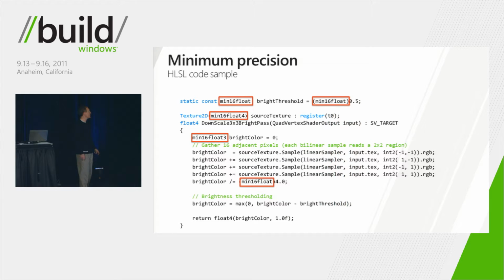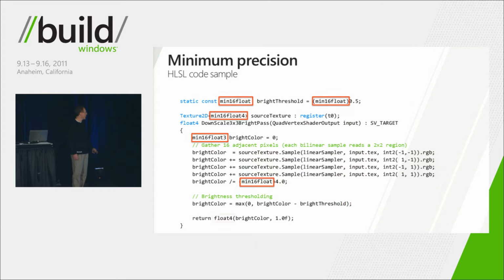So what we're going to do is change each of those. Notice that now we've declared them to be min16. That says that if the hardware is capable of doing it, it will actually use those minimum precision operations and get better performance.